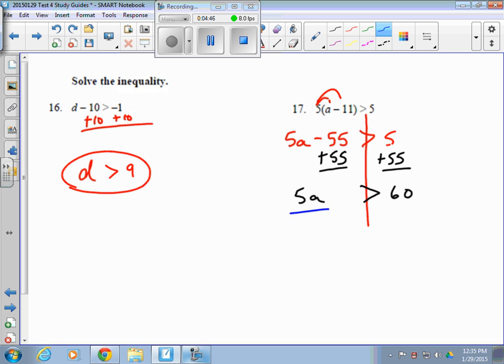Divide by 5 to get A by itself. And A is going to be 12. Again, we divided, but it was by a positive number. No reason to reverse the symbol. A is greater than 12.